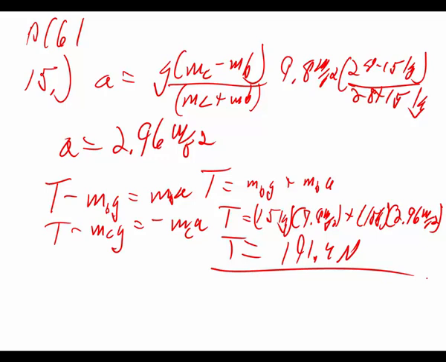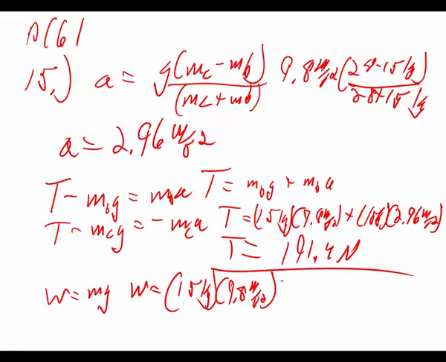And then it asks how does this tension compare to the weight of the load of bricks? Well, you just find the weight of the bricks, right? Weight is equal to M times G, so weight is equal to 15 times 9.8, and that was 147 newtons. So how does it compare? About how many times greater? About 1.3?